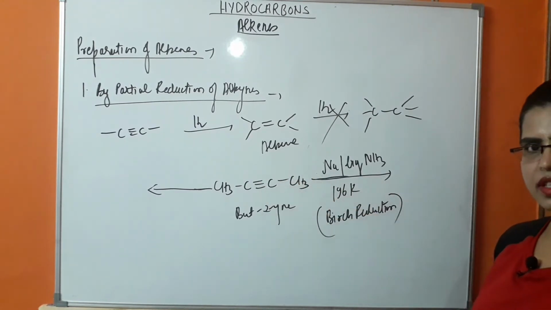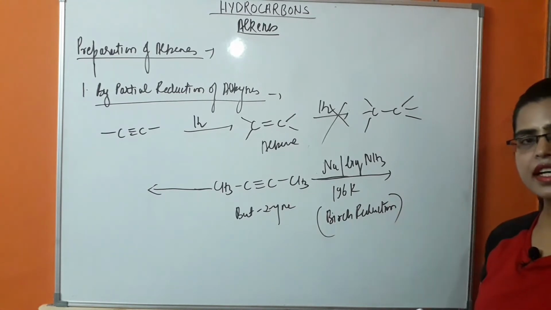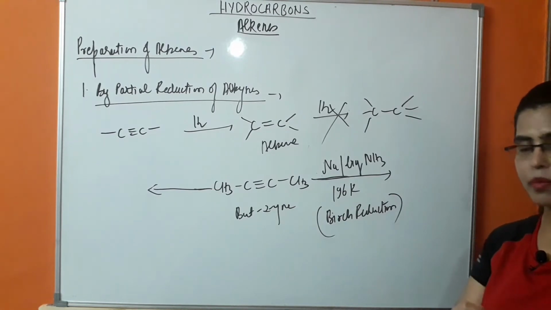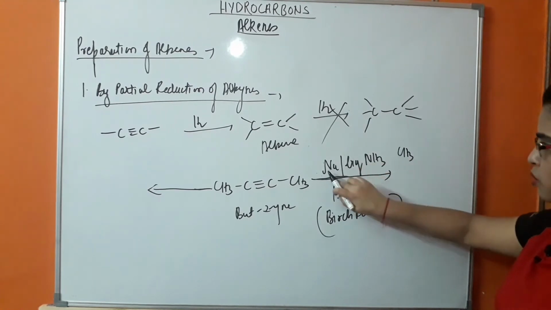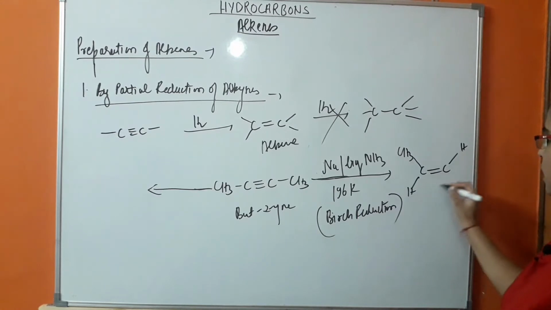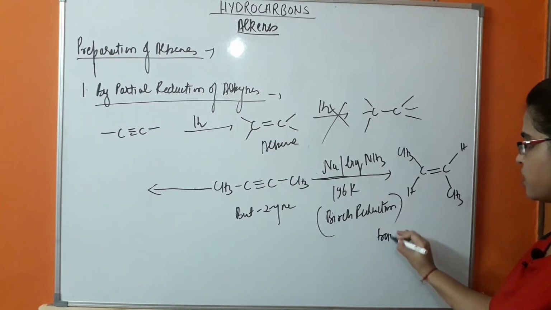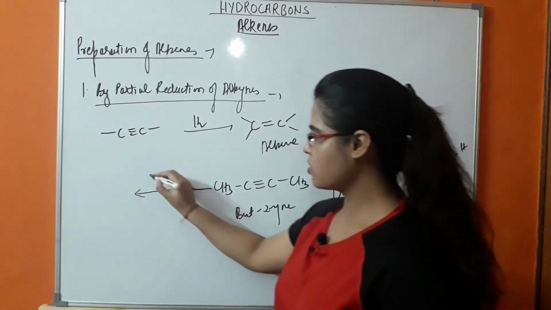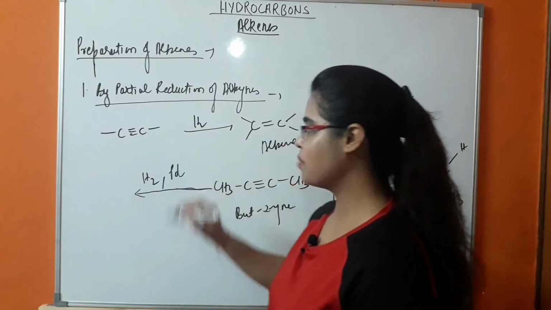So what will happen in this case? First of all, the reaction will stop at the alkene stage, and second, only one type of isomer of alkene will be obtained in the case of this reagent. If we use this reagent, there will be formation of trans alkene. This is known as trans-but-2-ene. In this case, hydrogen will react in the presence of a catalyst, that is palladium.